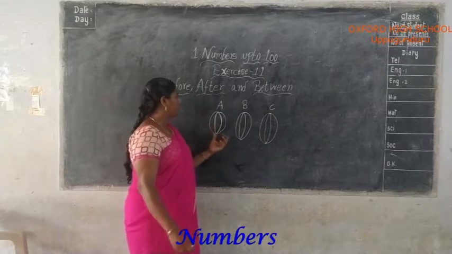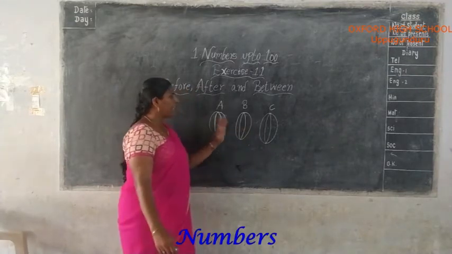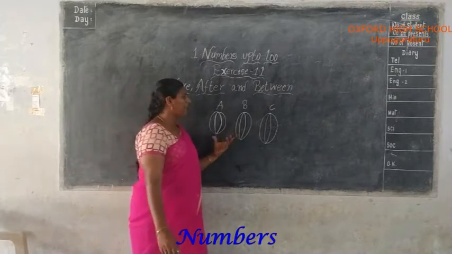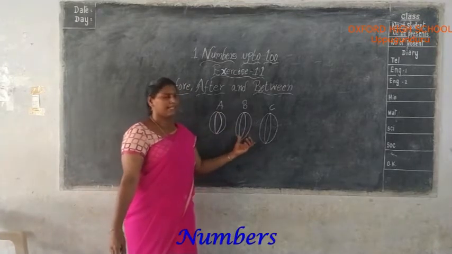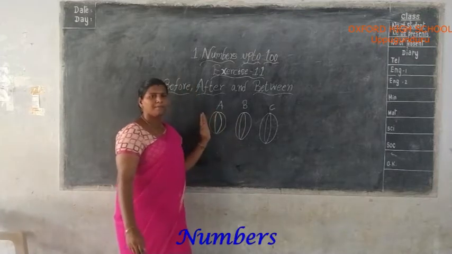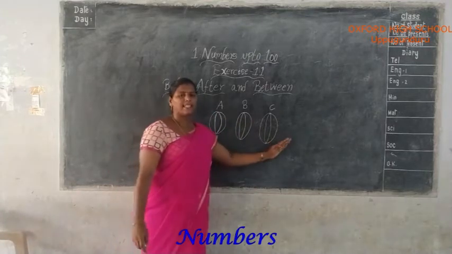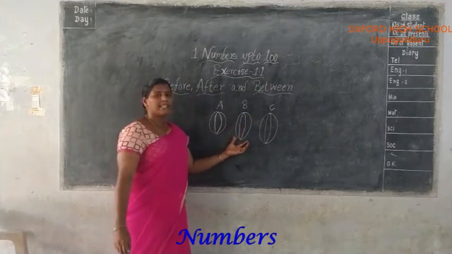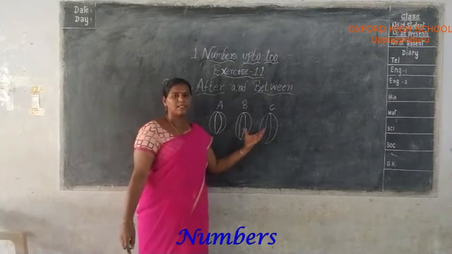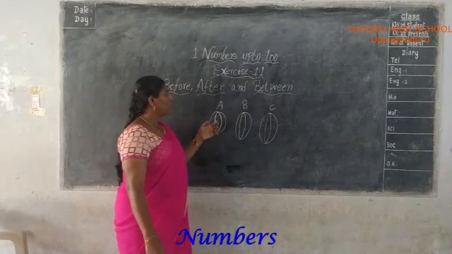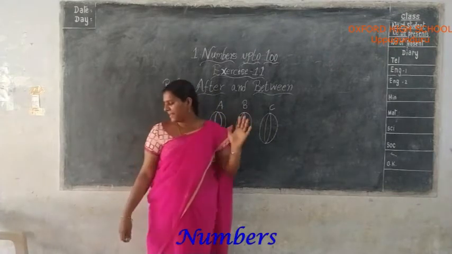Next, between. Ball B is between A and C. Ball B is between ball A and ball C. Ball A is before ball B. Ball C is after ball B. Ball B is between ball A and ball C. This is before, after and between.